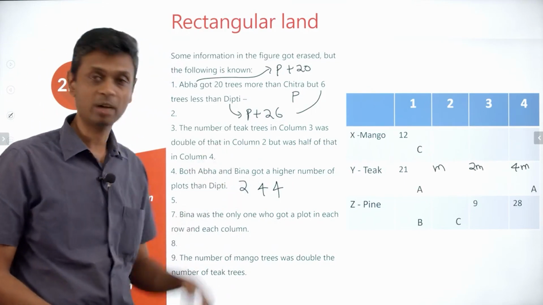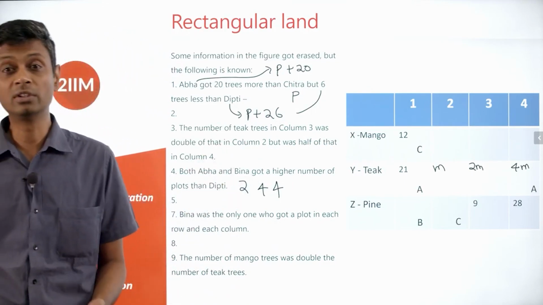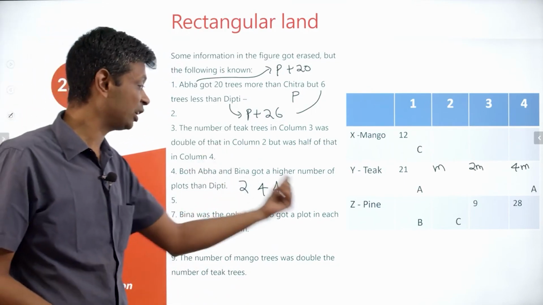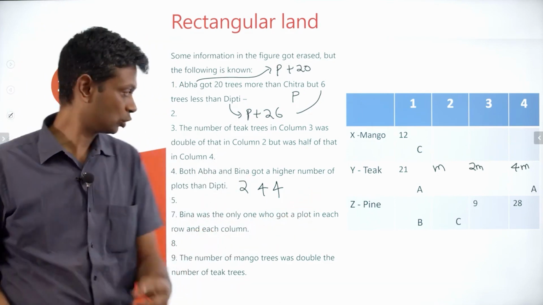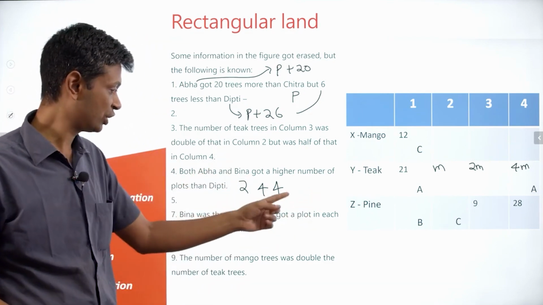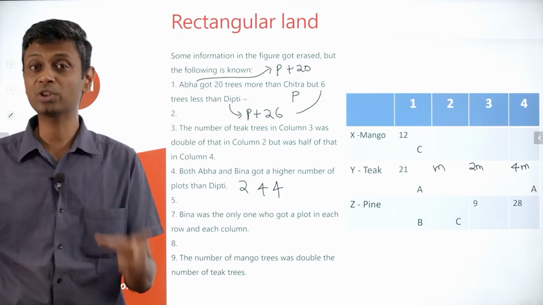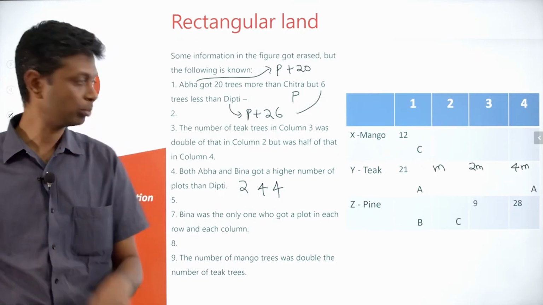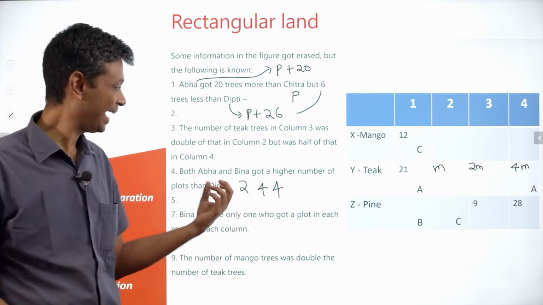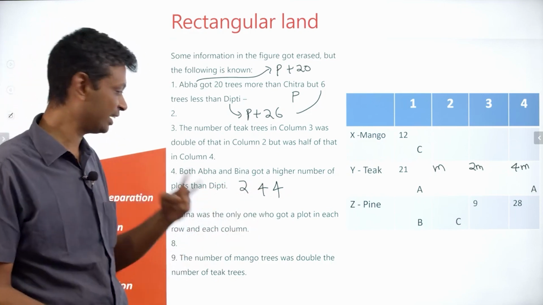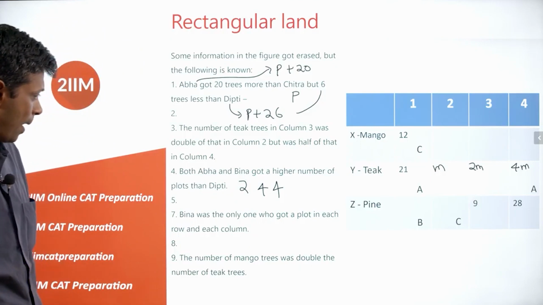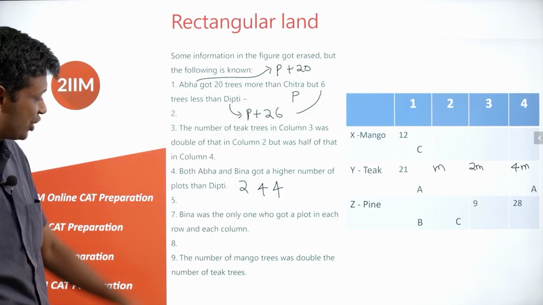If we add these 3, it comes to 10. There are only 12. Or the remaining one, Chitra, should have also got 2. So A and B get 4 each. C and D get 2 each. Number of plots does not have anything directly to do with number of trees. So the total number of plots allotted is pretty straightforward. A and B get 4 each, C and D get 2 each. Bina was the only one who got a plot in each row and each column.